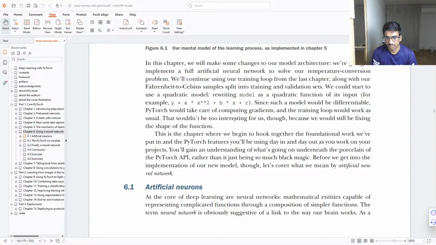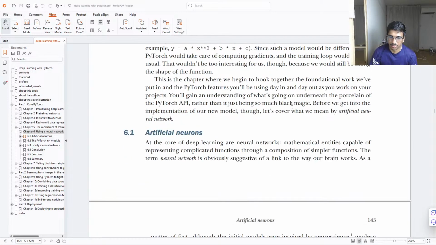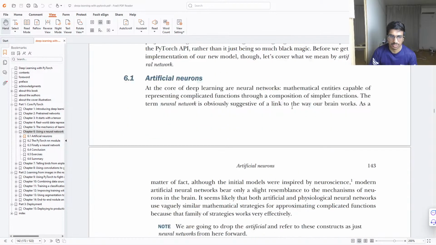This is the chapter where we begin to hook together the foundational work we have put into the PyTorch features you have been using day in and day out as you work on your project. You will gain an understanding of what's going on underneath the porcelain of the PyTorch API rather than it just being so much black magic. Before we get into the implementation of our new model, let's cover what we mean by neural network, artificial neural network, artificial neuron.